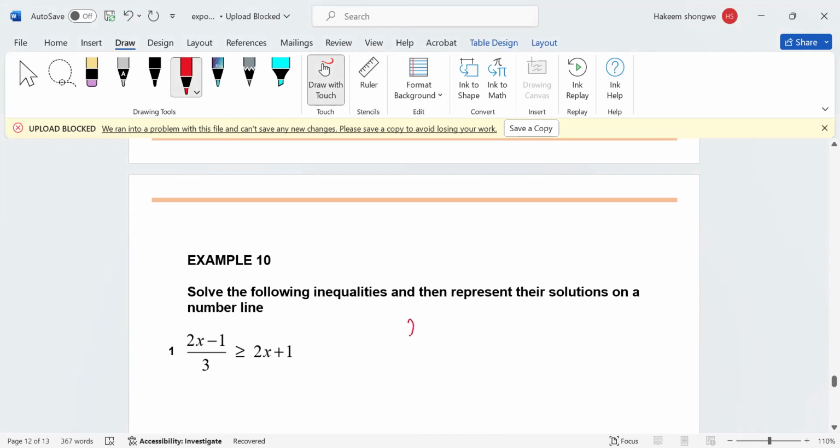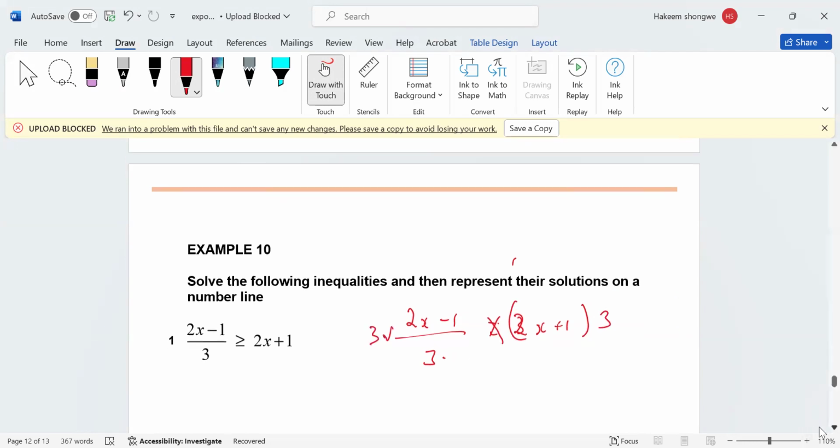If this was an equation, you're going to have 2x minus 1 all over 3, which is going to be equal to 2x plus 1. How would you solve this one if it is an equation? What are you going to do? Cross multiply. Multiply by 3, multiply by 3. And then what are you going to have here?